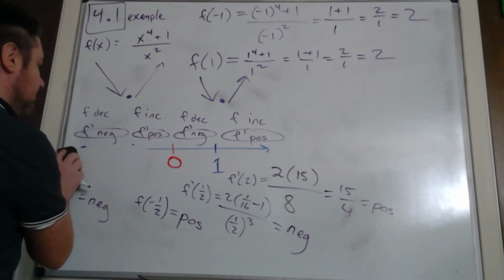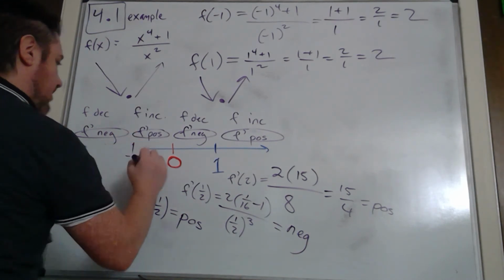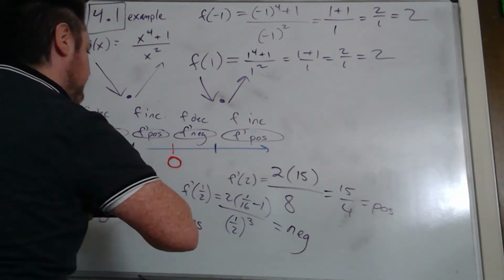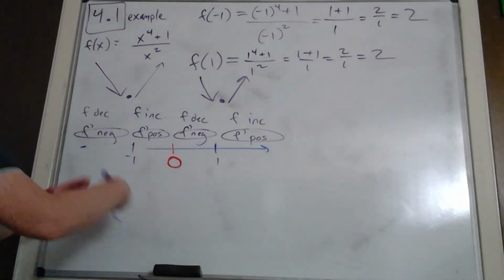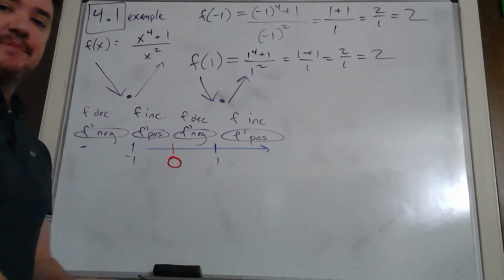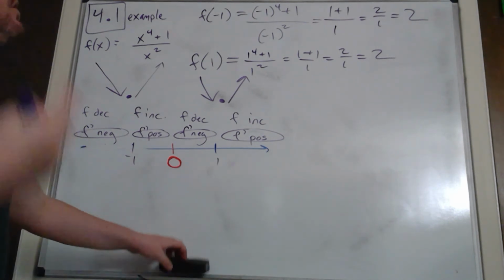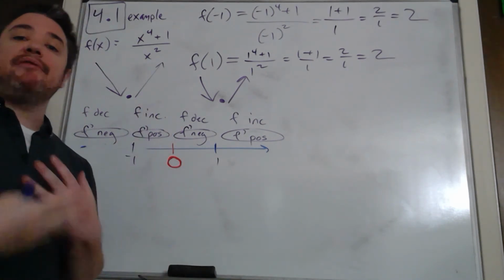Let me keep this number line. So why did I want to consider 0? Why did I want to keep 0 as a critical number throughout this process, though? If it can't be a minimum, if it can't be a maximum, why did I want to do that? Because, like I said, I might want to discuss other things about this function.